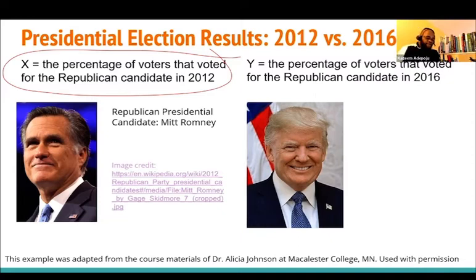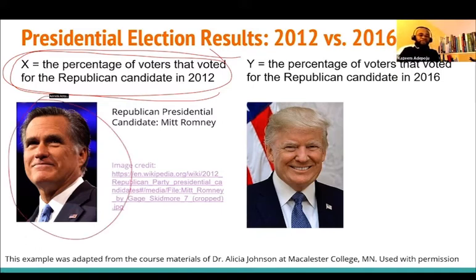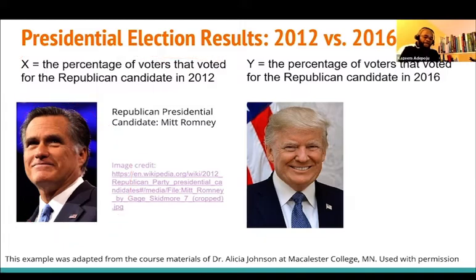Now take a look at this. X is the percentage of voters that voted for the Republican candidate in 2012. The Republican candidate in 2012 was Senator Romney, which is this guy here. He's still a senator in the US Congress. And Y represents the percentage of voters that voted for the Republican candidate in 2016.